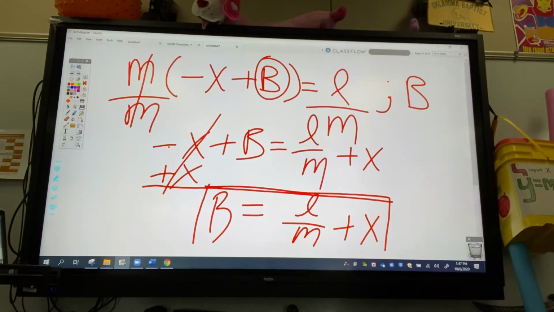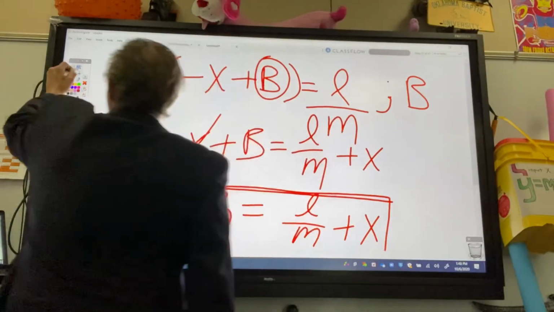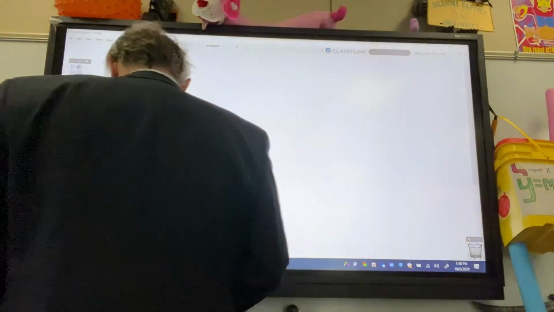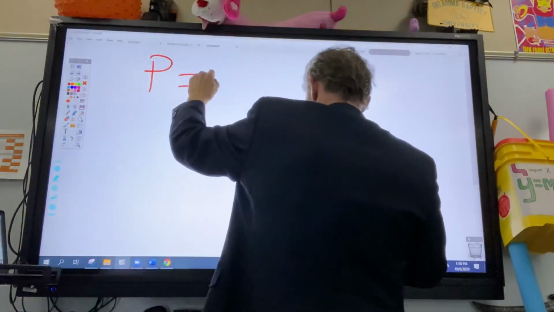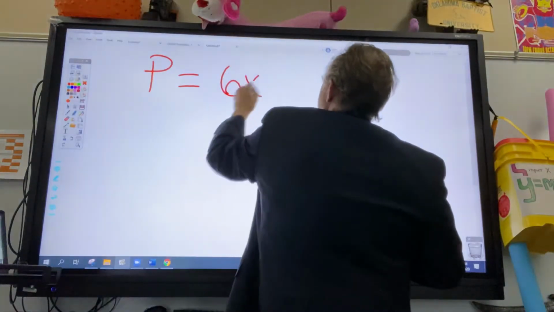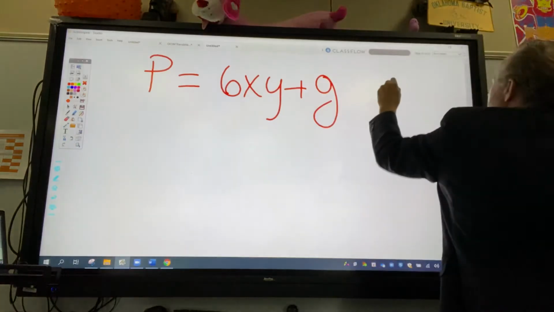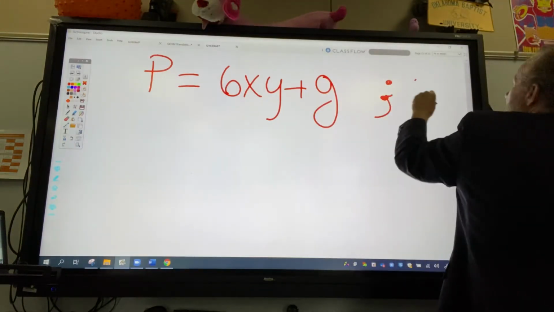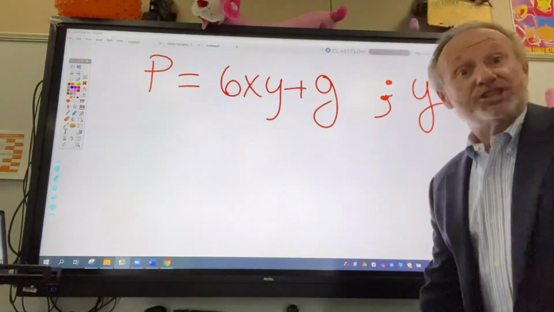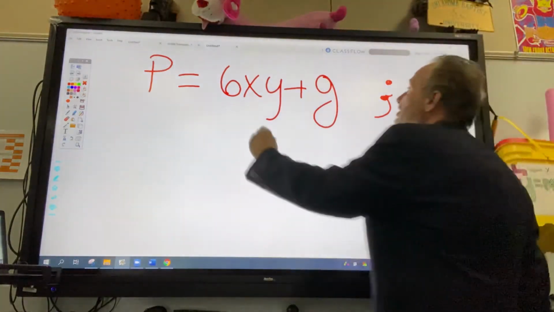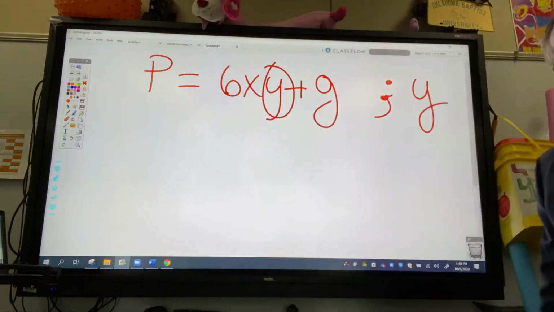Okay, everybody cool so far? Good, math cats. Y'all rocking it. We only got two more problems. I got P equals 6xy plus g, and I'm solving for y. So what's the first thing you're going to do? You're going to circle the variable you're solving for. That's the last man standing, last woman, last cat standing.